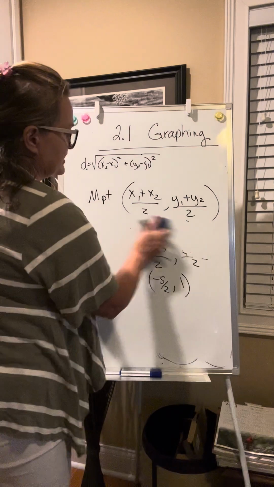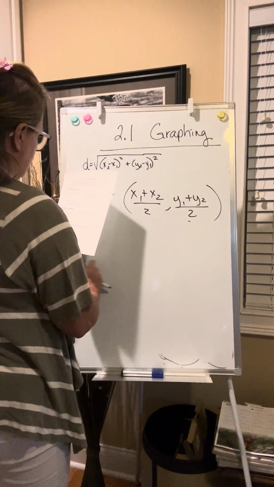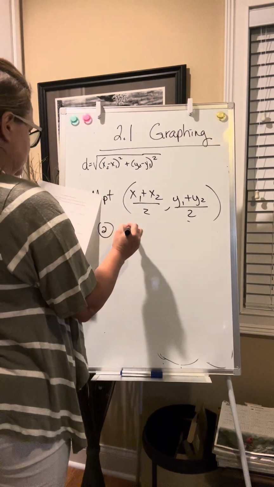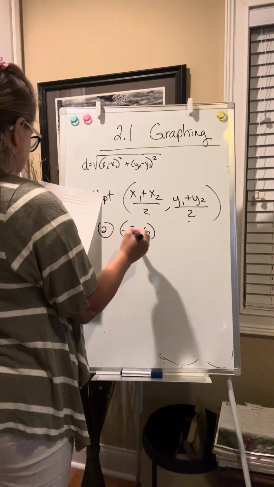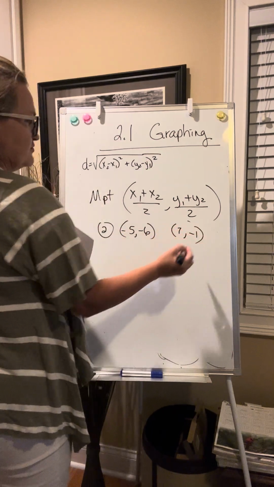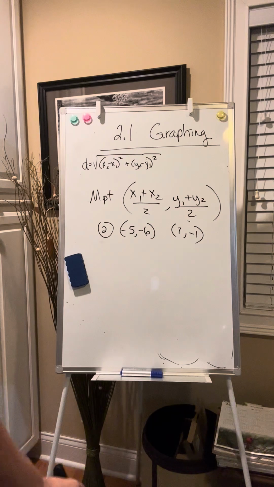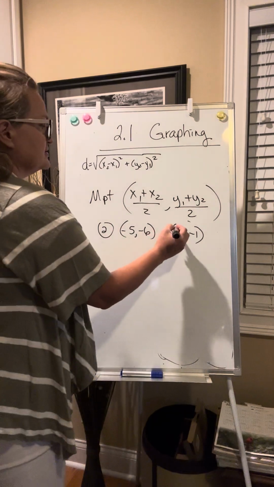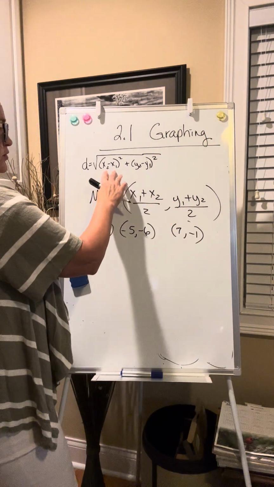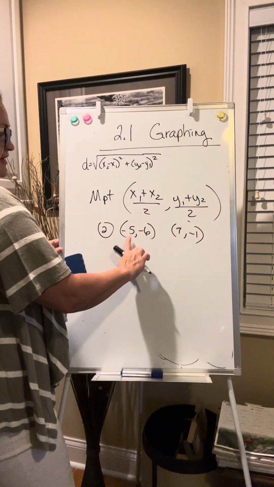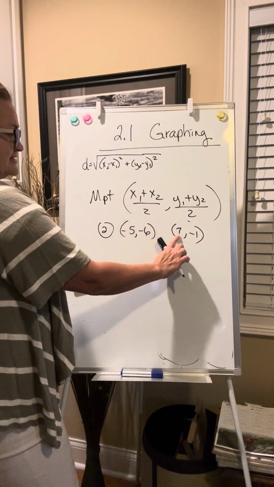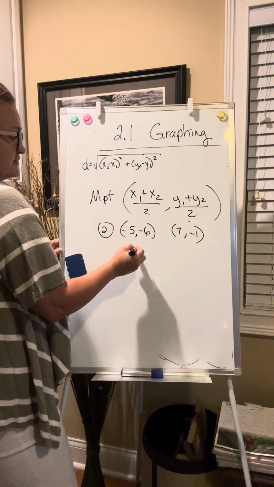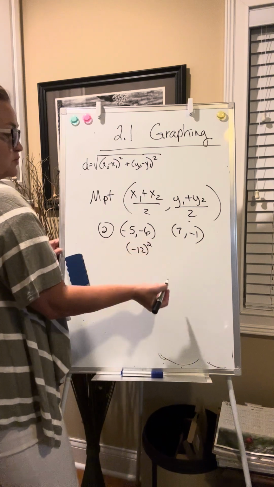Okay, we're going to do that again. Another example. Number 2, our 2 points, -5, -6, and 7, -1. So let's find the distance between these 2 points. Again, you can subtract in either order. You can do 7 minus -5 or -5 minus 7. Either way, you get either -12 or +12, which we're going to square.